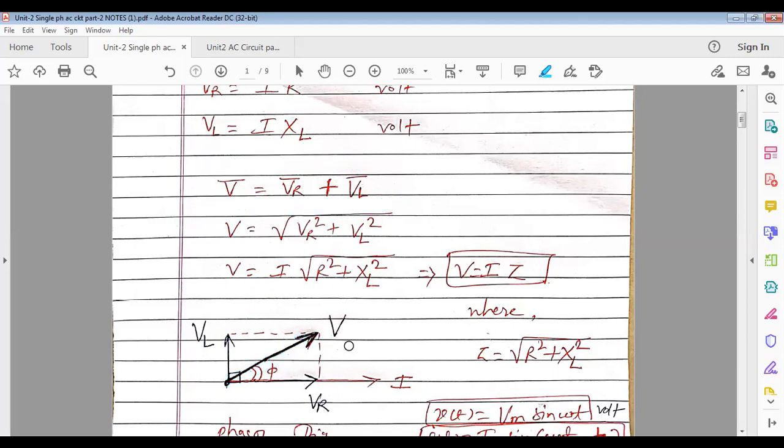So how to plot V? Clear? The law of parallelogram you apply here. Got it, everyone? Yes, ma'am. Okay.